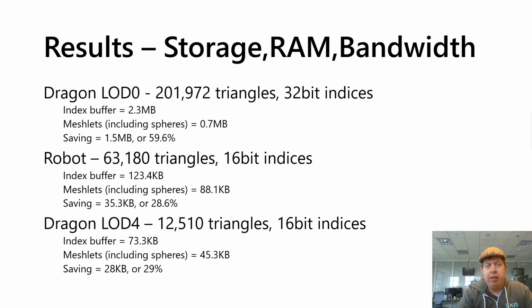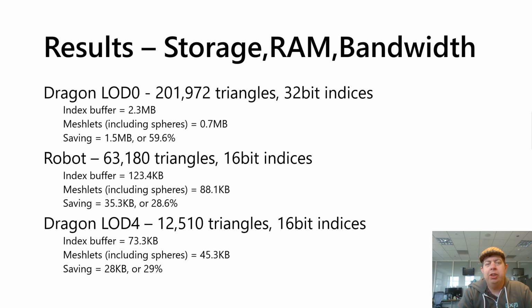If we take that 202,000 triangle dragon, that had to use 32-bit indices, and we made a huge saving here. Actually saved 1.5 meg out of the original 2.3, so 60% off index buffer saving.